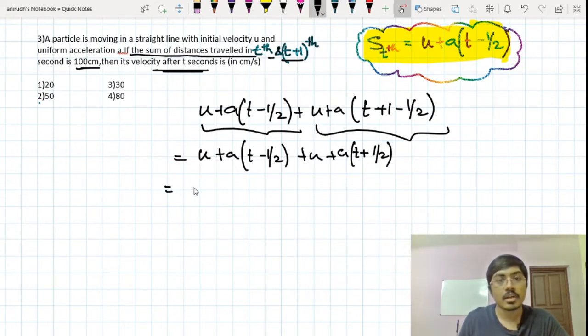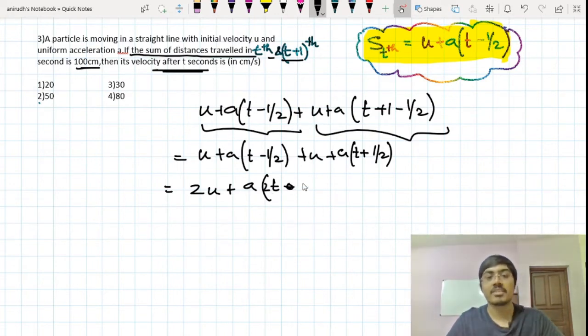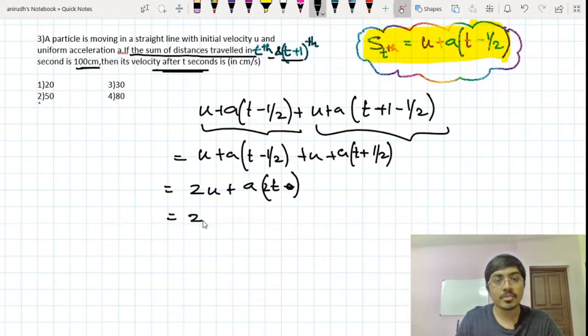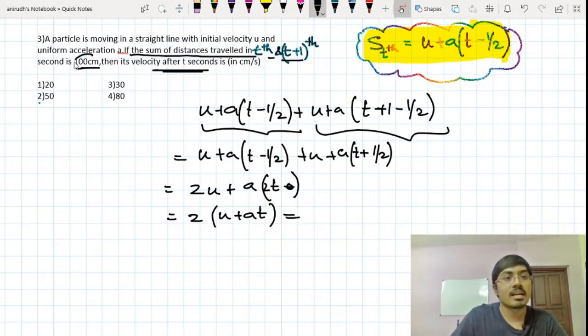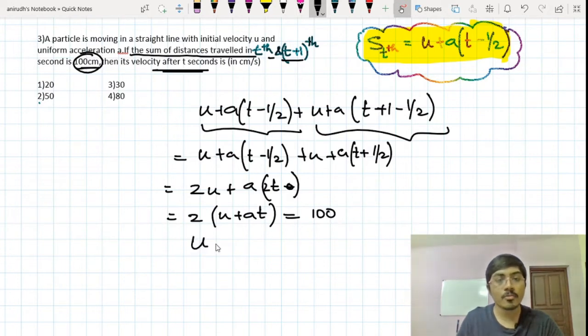So this is equal to u plus a into t minus half, plus u plus a into t plus half. So this is equal to 2u plus at minus half plus at plus half, which is a into t plus t, or 2t. The plus half and minus half get cancelled off. So this is equal to 2 multiplied by u plus at. Now this is given to be 100 centimeter. So u plus at is equal to 50 centimeter.